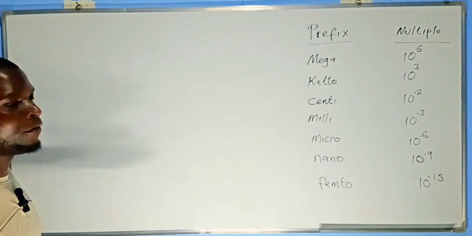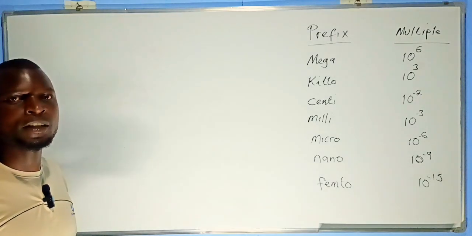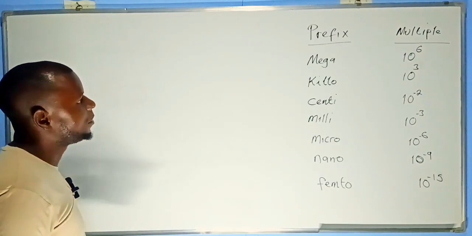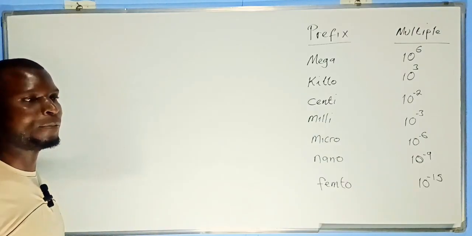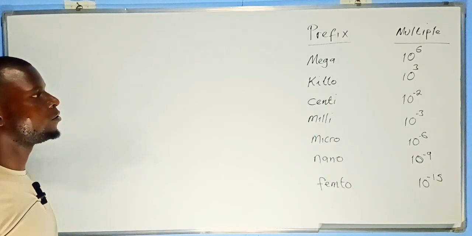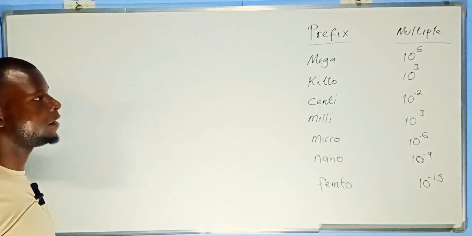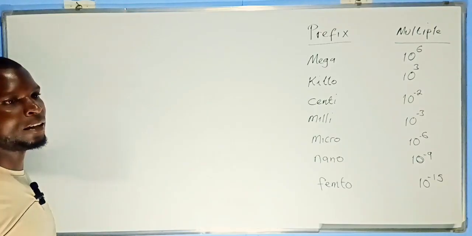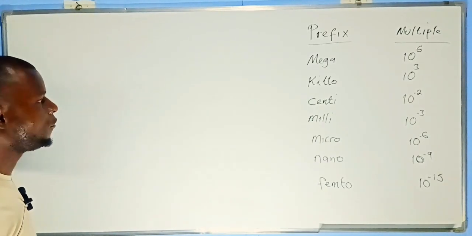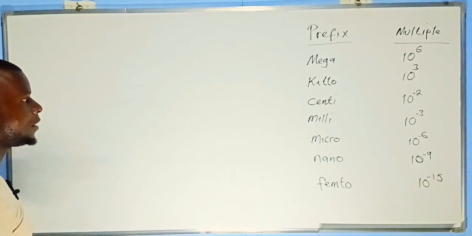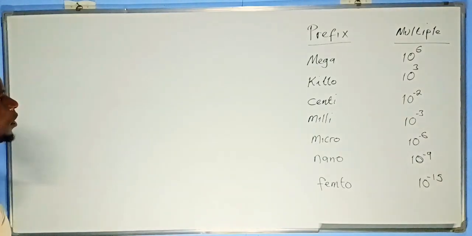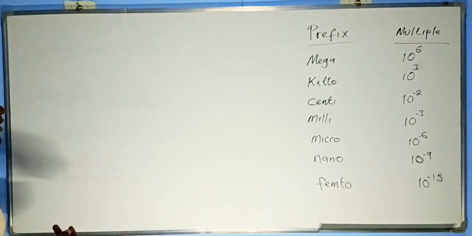Converting using prefixes is very simple. Using the metric system, prefix system is very simple as long as you know how to go through a few steps. So I'm going to show you how to do that in this video, and by the end of it, you all know how to convert from one unit to another. So let's start by an example, our first example.